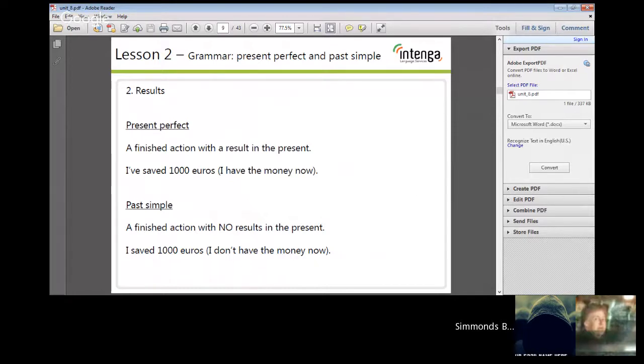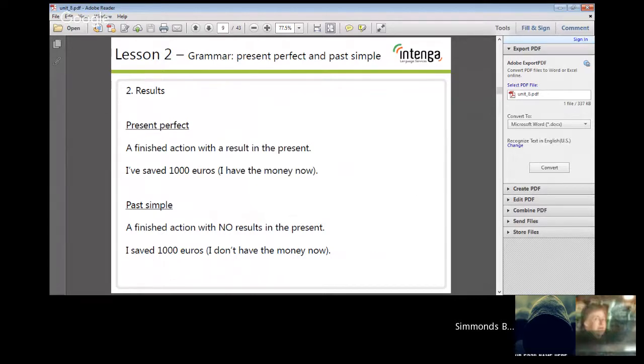Any questions with these examples? Or if you have any questions, I'm sorry, Ken? As you said, last sentence, I saved €1,000. I don't have the money now. Okay, it's a continuous sentence. So we can say like that, example sentence. Because save in the past simple itself doesn't have this kind of connotation. But we can continue a sentence like this. Right. Okay, I got it.